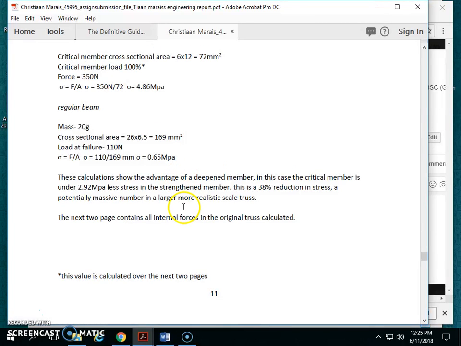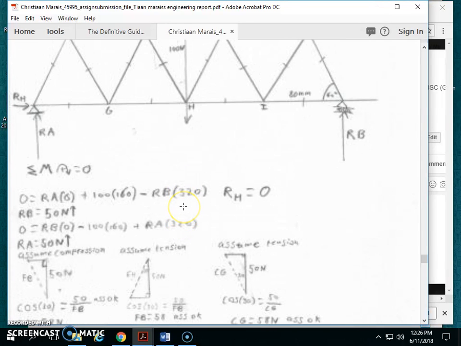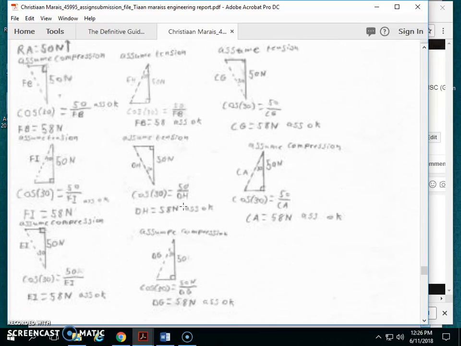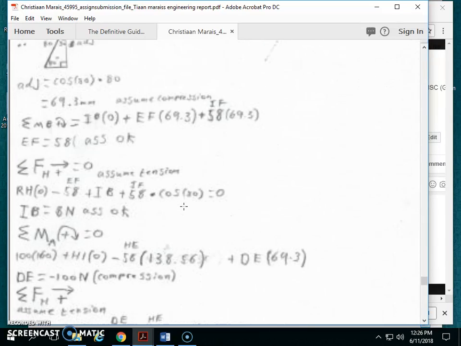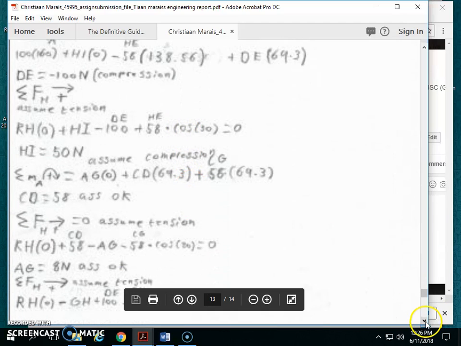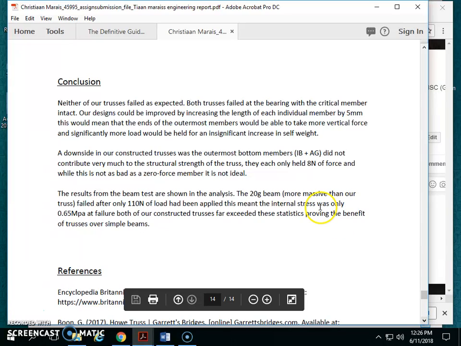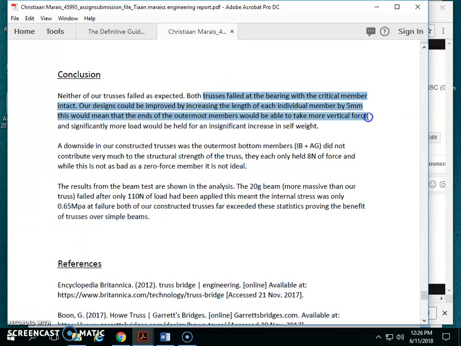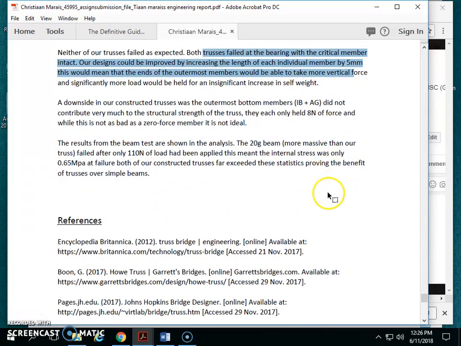Okay. Then they have the full calculations here. So they've taken a photo of all their calculations and included those. And they've got a conclusion saying neither of the trusses failed as expected. Why? And then they explain what their belief is.